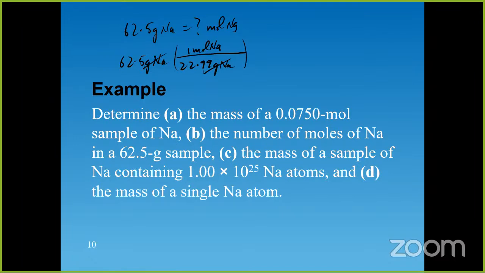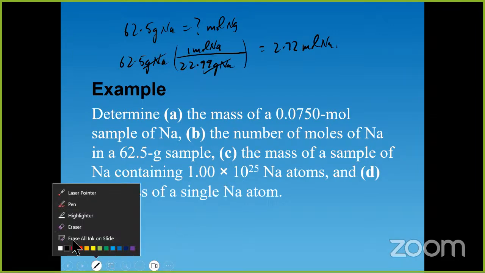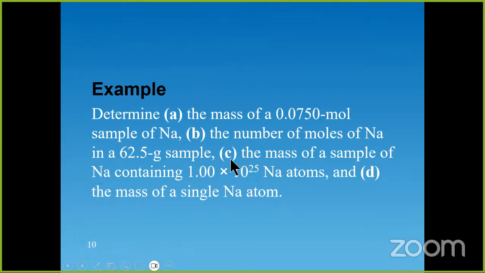Let's see what that gives. 62.5 divided by 22.99. And according to my calculation, this works out to be equal to 2.72 moles of sodium. Any questions about this one? Any questions? All right, so let me get rid of this here. And let's look at C.